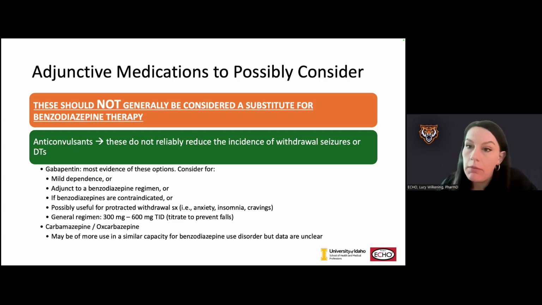Now, you will see medications like gabapentin used, and there are some reasonable reasons to do that. You could use it as an adjunct to a benzodiazepine regimen, either to try, again, I want to use this language cautiously, to try to have a benzodiazepine sparing effect, but I do want to remind you, if a patient's scoring on the CWA and they're sick from withdrawal, you should administer the standard of care.